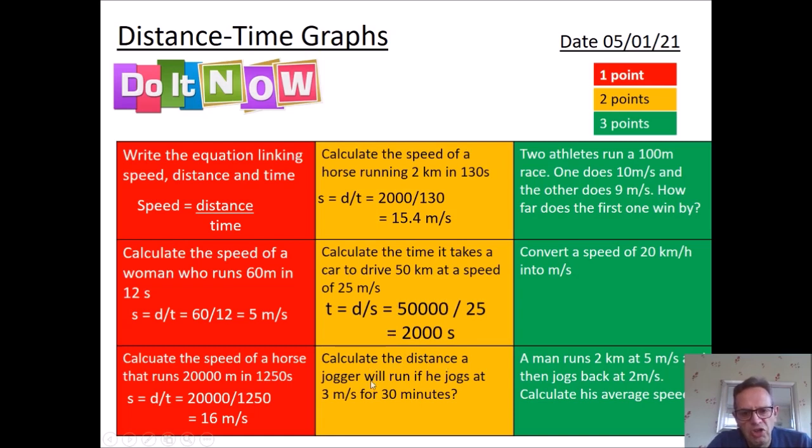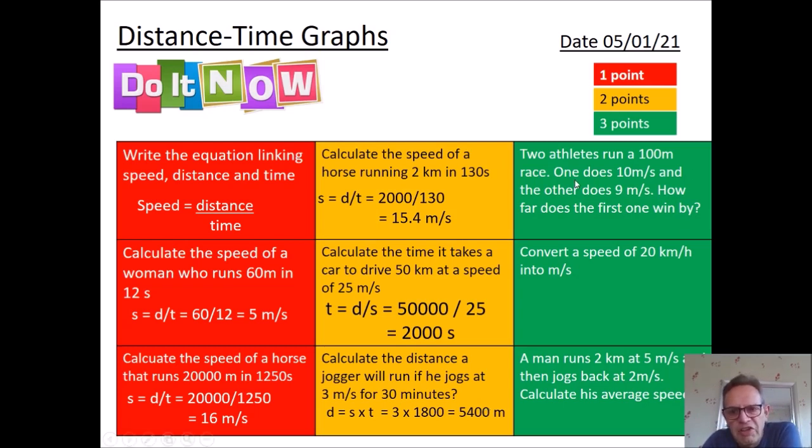The distance a jogger will run if he jogs at 3 metres per second for 30 minutes. So another trap for you here, 30 minutes. But this is 3 metres per second. So you need to turn your 30 minutes into seconds, 60 seconds in a minute. So 30 times 60 is 1,800. So for 1,800 seconds, every second he's jogging 3 metres. So you do distance equals speed times time, 3 times 1,800, which is 5,400 metres.